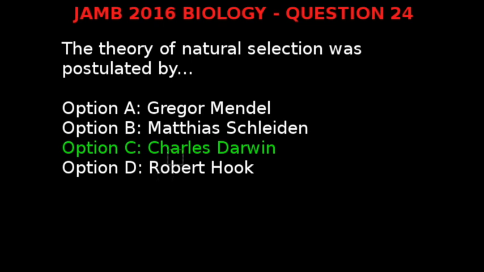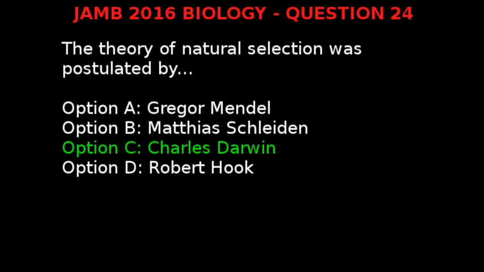Charles Darwin postulated the theory of natural selection. Natural selection is the process by which heritable traits increase an organism's chance of survival and reproduction. These traits are favored over less beneficial traits. Originally proposed by Charles Darwin, natural selection is the process that results in the evolution of organisms.